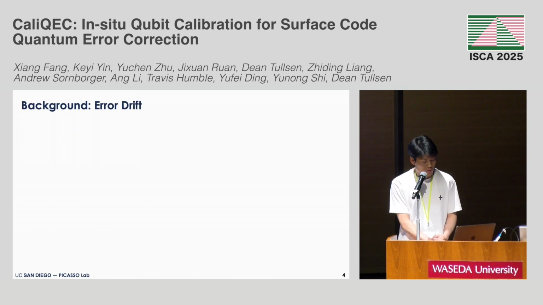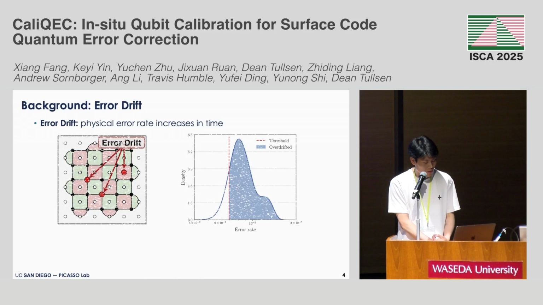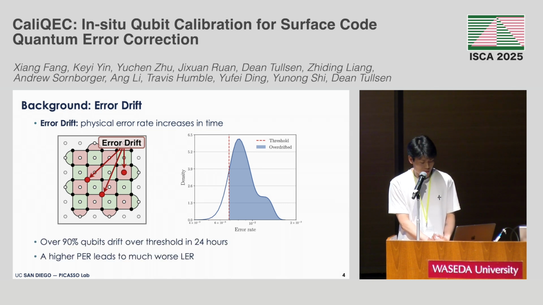So what is error drift? It's just a fancy name for physical error increasing in time. This is a common behavior in lots of superconducting devices. So this is our target. We collected data from a real machine from IBM, and it shows that over 90% of the qubits will drift over the threshold in 24 hours.